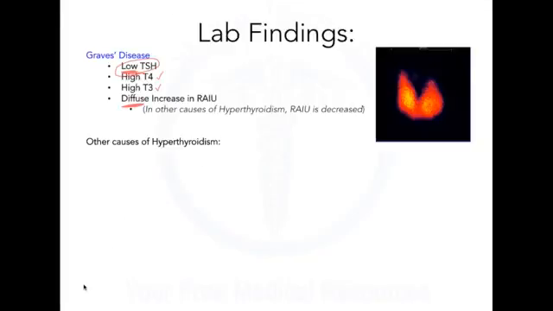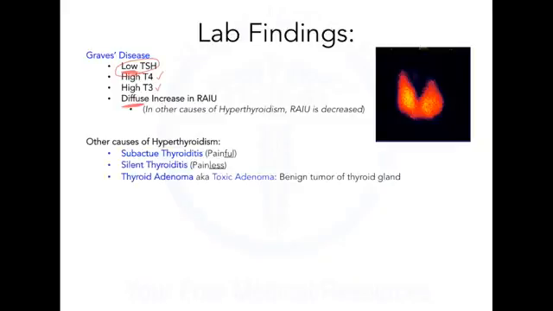The other causes of hyperthyroidism include subacute thyroiditis, which tends to be painful, silent thyroiditis, which tends to be painless, thyroid adenoma, also known as toxic adenoma, which is a benign tumor of the thyroid gland, exogenous thyroid hormones, which can be seen in some individuals who are trying to lose weight but end up taking too much thyroid hormones, as well as pituitary adenoma, which is a tumor of the pituitary gland.